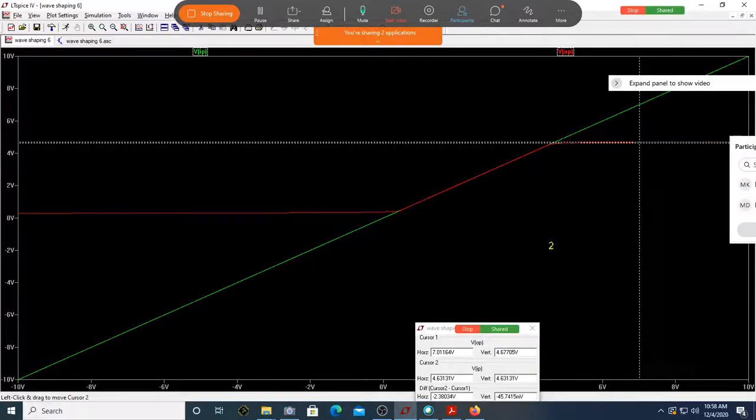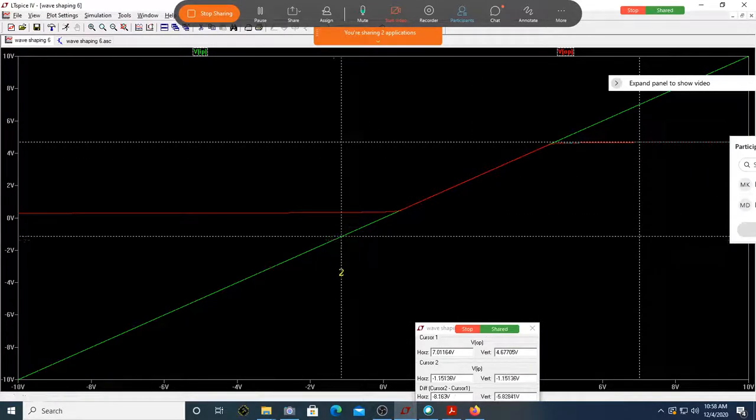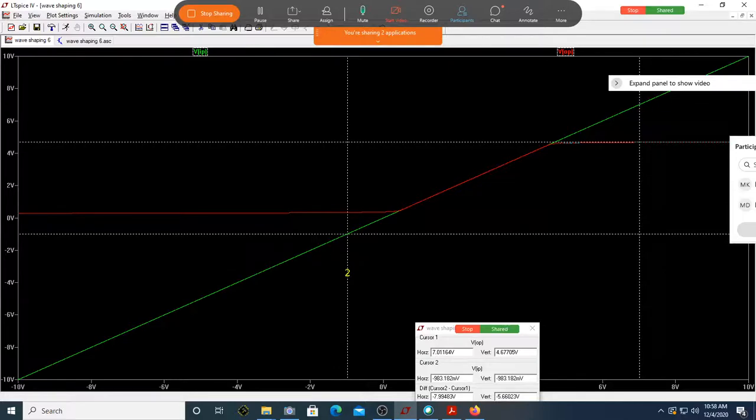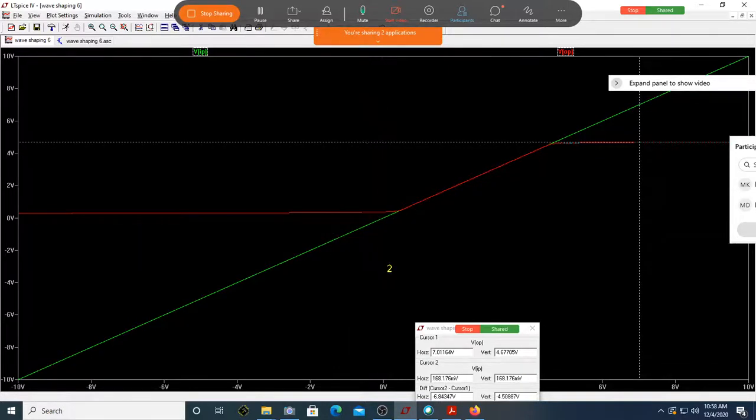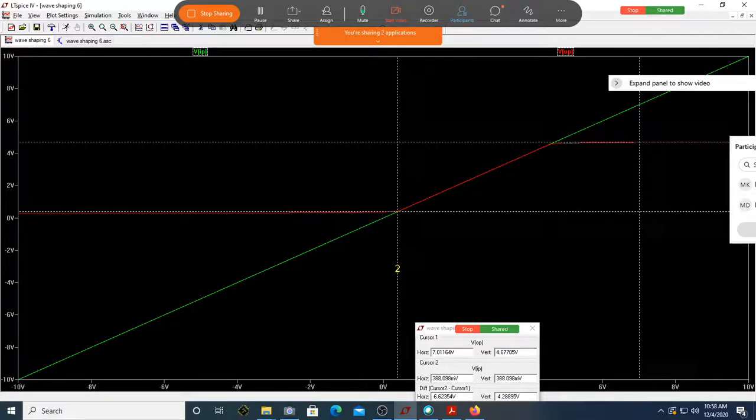Same thing is true on the negative half. Can you see the negative half for any voltages less than minus 1.6? Can you see it is minus 1.6 here? Where is that? Oh, sorry.